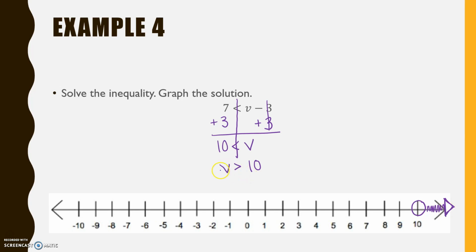So the reason I have you switch it around is because when people graph this, they'll put a circle at 10 and they'll even make it open, but then they look at this sign right here and they say, oh, it's less than. I have to shade the values that are less than. And we don't want that. We only want the values that are greater than.